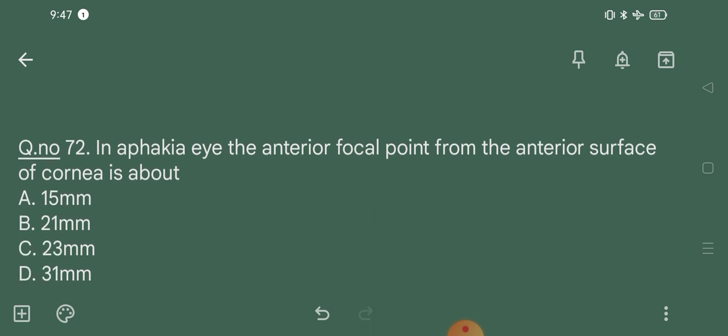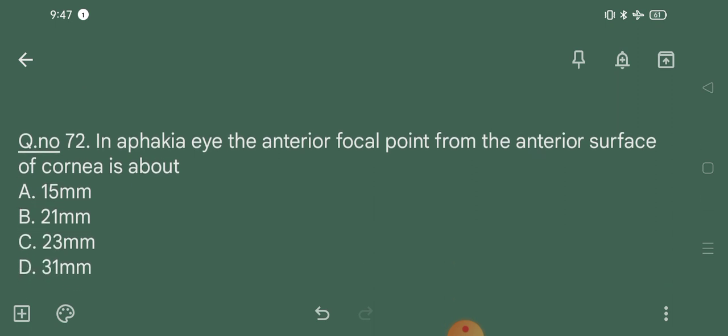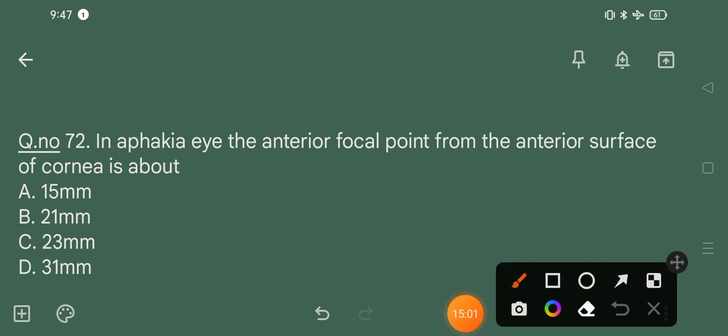Question number 72. In aphakic eye, the anterior focal point from the anterior surface of the cornea is about option A, 15 mm, option B, 21 mm, option C, 23 mm, option D, 31 mm. The correct option is option C, that is 23 mm.